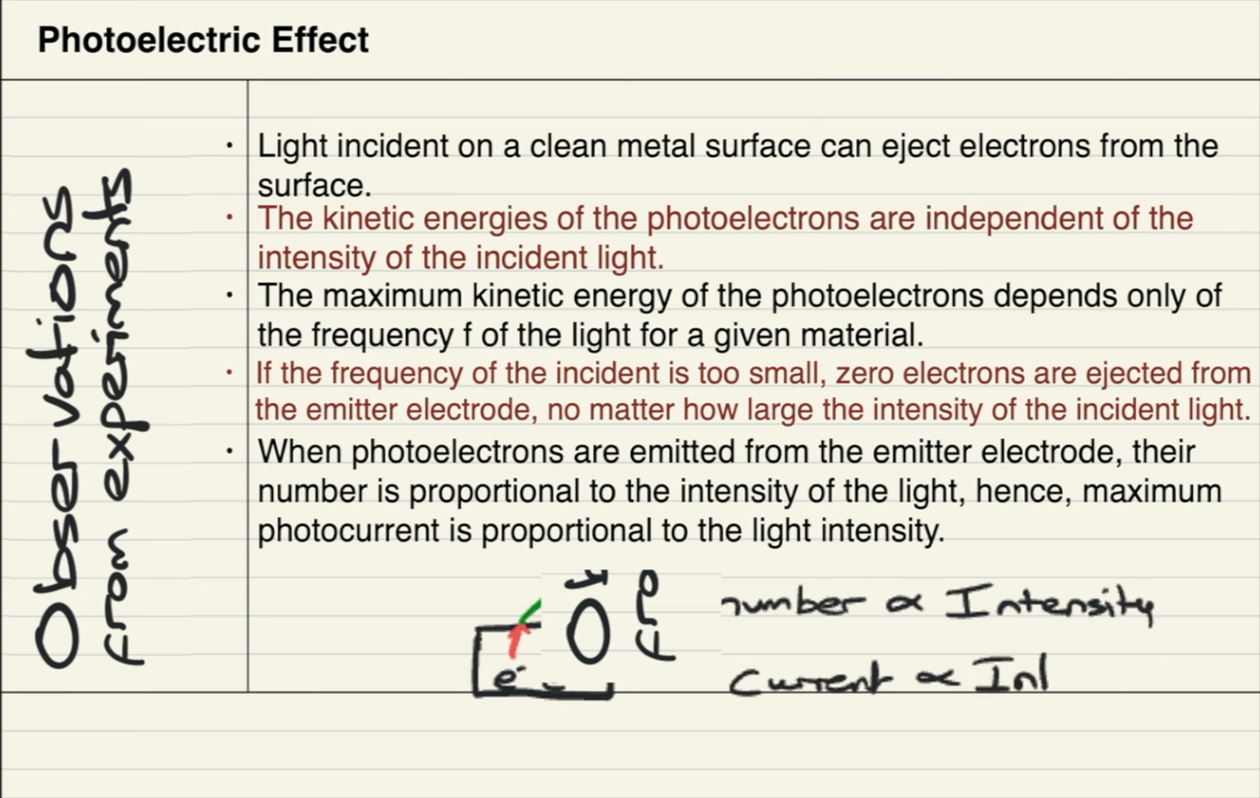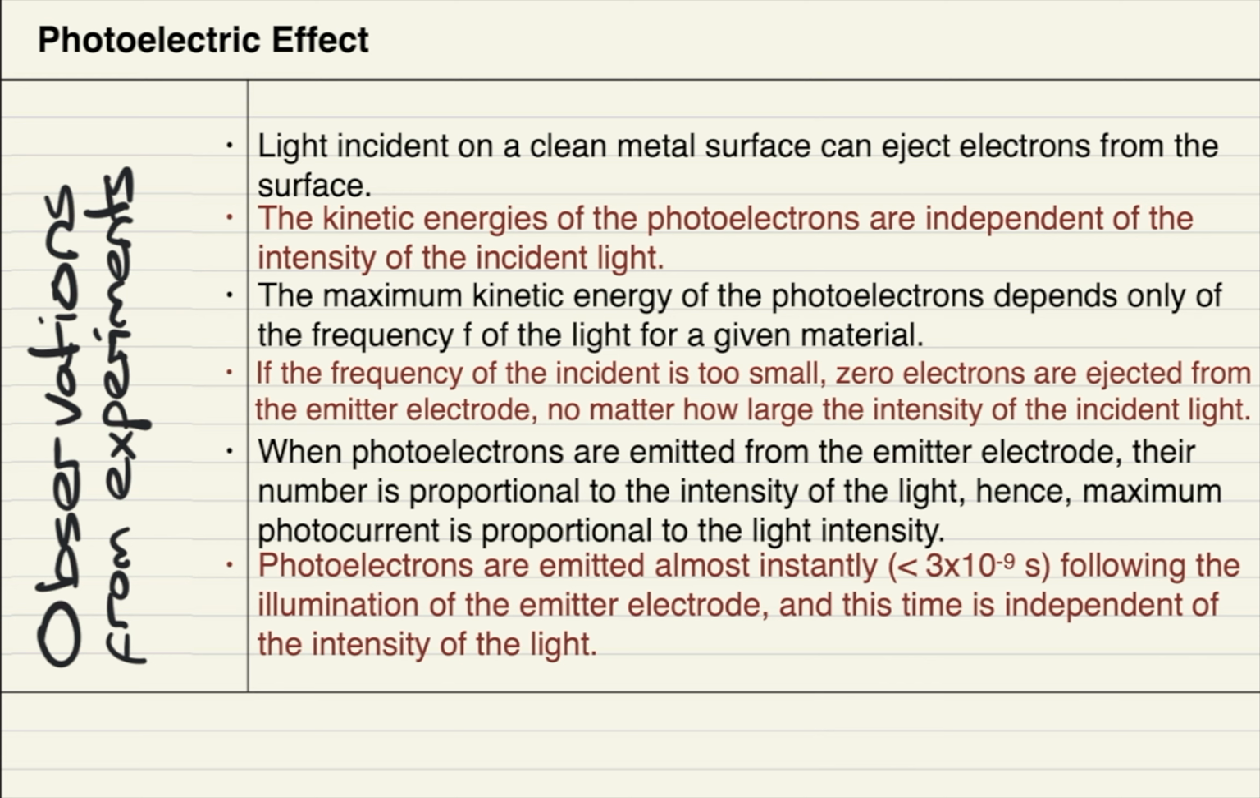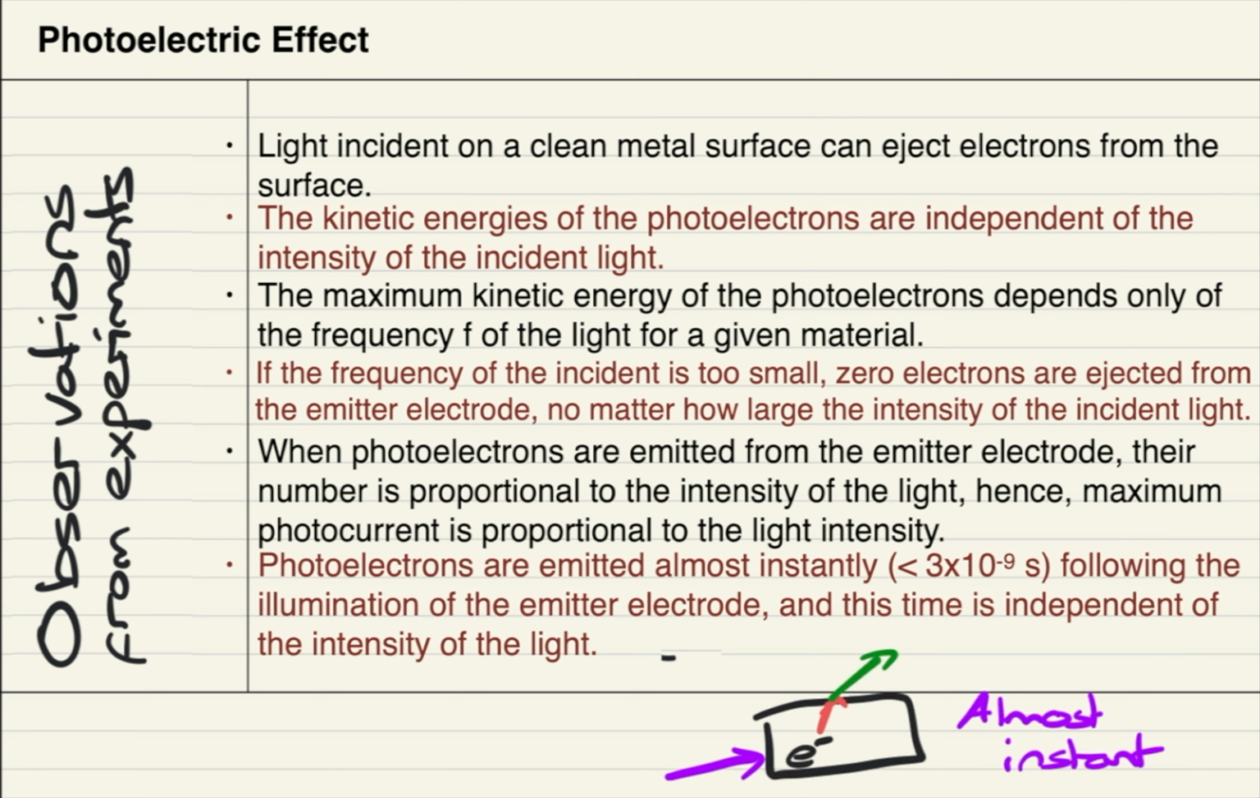Photoelectrons are emitted almost instantly, less than 3 nanoseconds, following the illumination of the emitter electrode, and this time is independent of the intensity of the light. So, those were the observations, but next we need to understand why Einstein needed Nobel Prize level thinking to explain these explanations. Their observations came first and upset everyone, so let's see why.